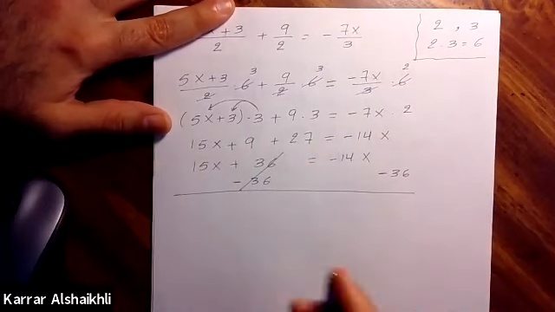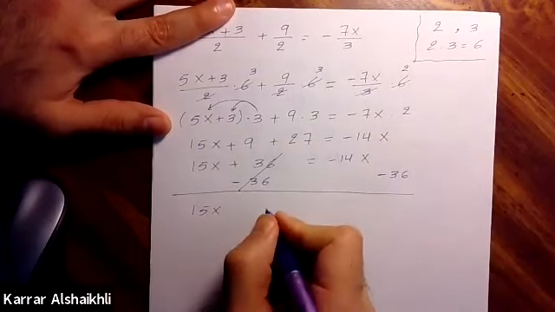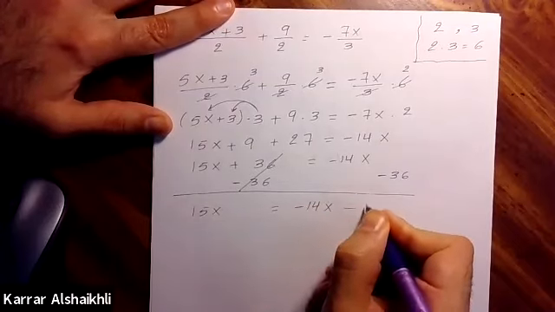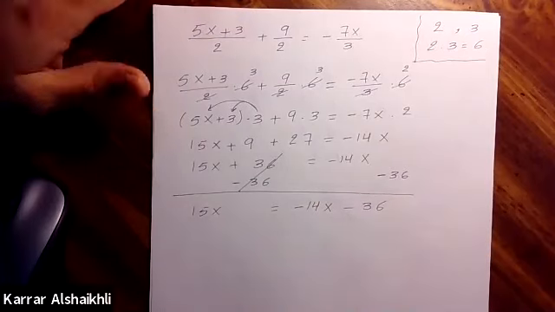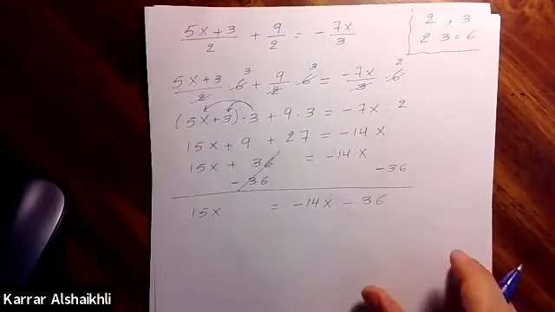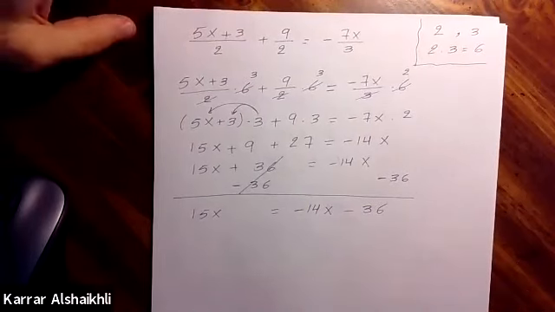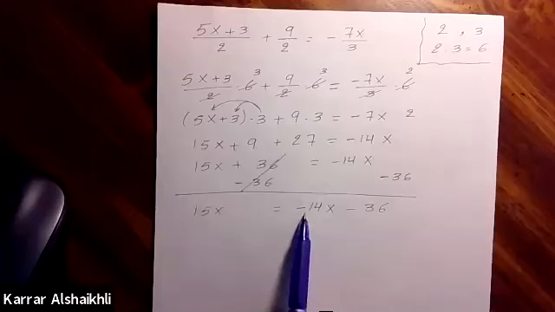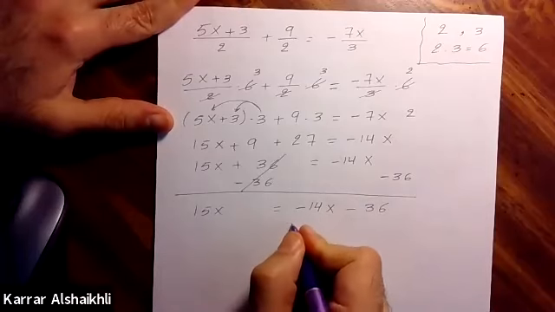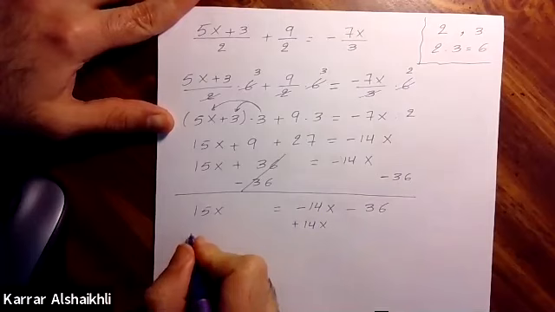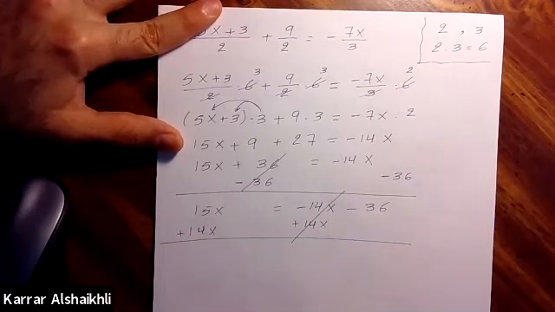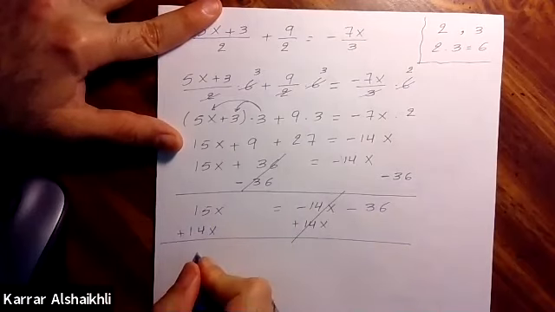Cancel these. The leftover here is 15x equal -14x minus 36. Now, what's the next step? Which one are you going to move now? 14x to the left. Yes, you're going to move negative 14x to the left. So you're going to add 14x, add 14x. Cancel these. 15 plus 14 is going to be 29x.